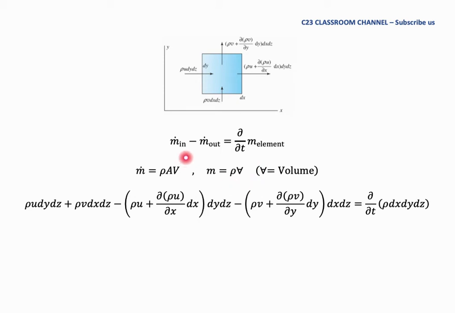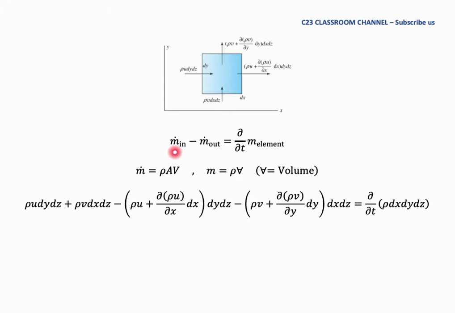What we need to do is, based on this diagram, fulfill this equation. For example, we start with m dot for the inlet. We start from here, for example. We have an inlet in the x direction. It can be calculated as rho u dy dz.